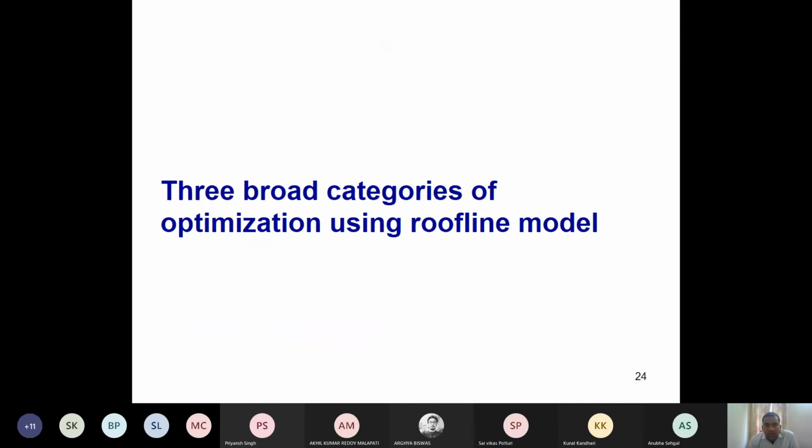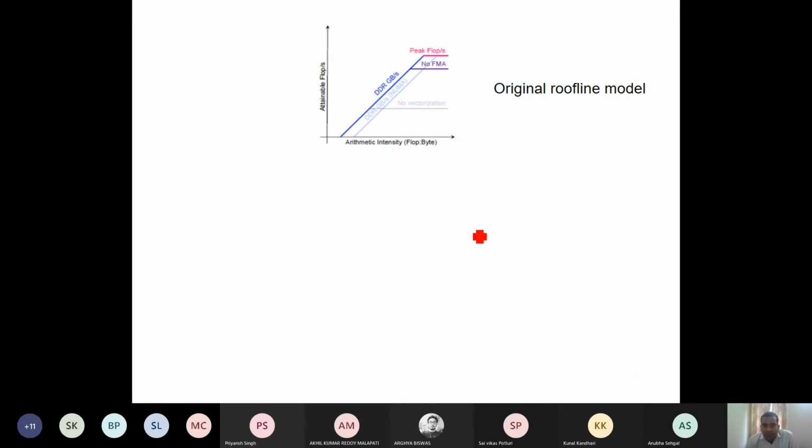Now let us see how the Roofline model allows us to decide which optimization is best for a particular processor or a particular application. Let us assume this is the original Roofline model. Here this is the DDR, that means the DRAM bandwidth. This is the peak flops. If you don't use FMA, our performance comes down here. If you don't use vectorization, performance comes down here.